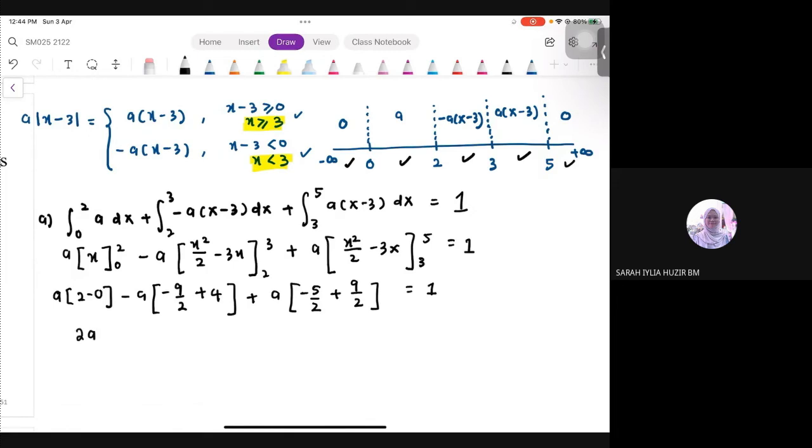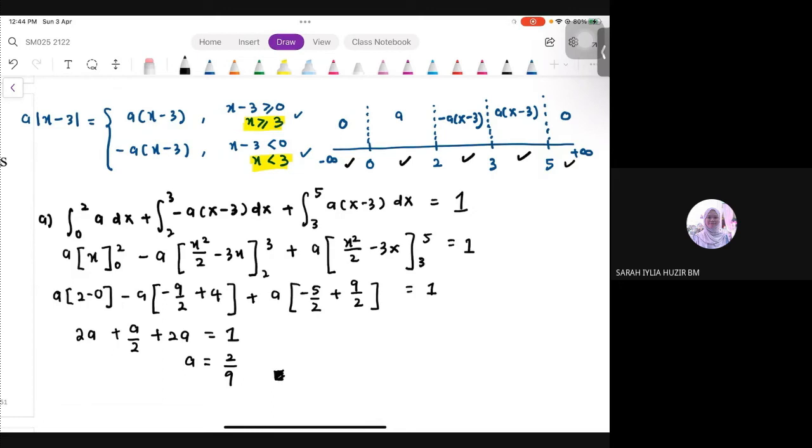So, now we will get 2a. And then plus with 9 over 2. Sorry, plus with a over 2. And then plus with 2a equal to 1. So we will get 9 over 2, a equal to 1. So finally a should be equal to 2 over 9. And that is what the question asks for.